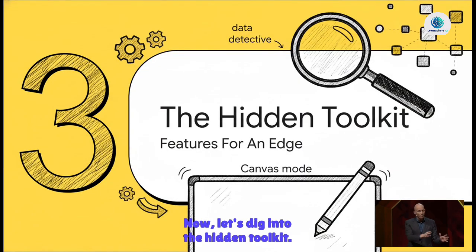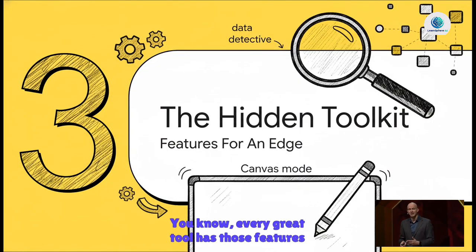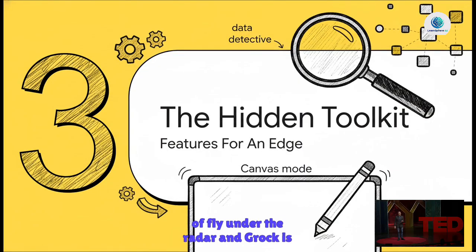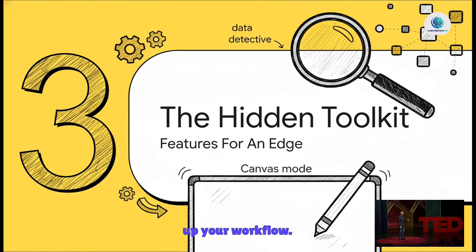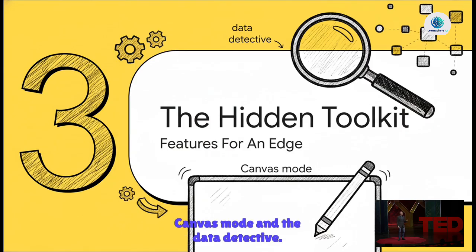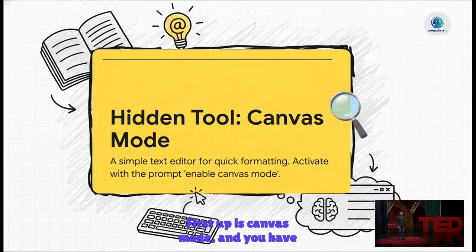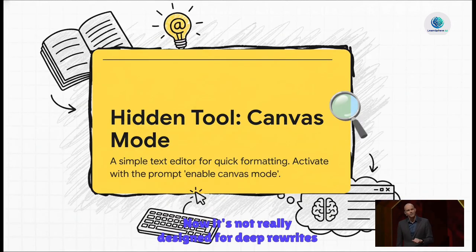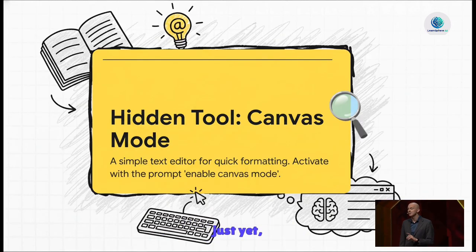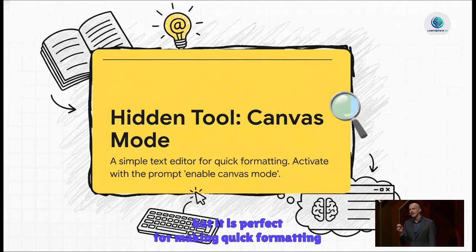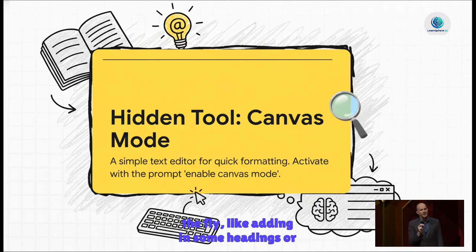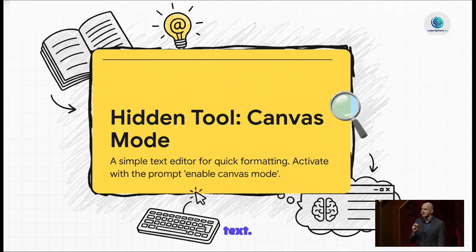Now, let's dig into the hidden toolkit. Every great tool has those features that kind of fly under the radar, and Grok is no different. We're going to look at 2 that can seriously level up your workflow: Canvas mode and the Data Detective. First up is Canvas mode, and you have to activate it with a specific prompt. Just think of it as a simple, built-in text editor. Now, it's not really designed for deep rewrites just yet, but it is perfect for making quick formatting changes on the fly, like adding in some headings or bolding some text.